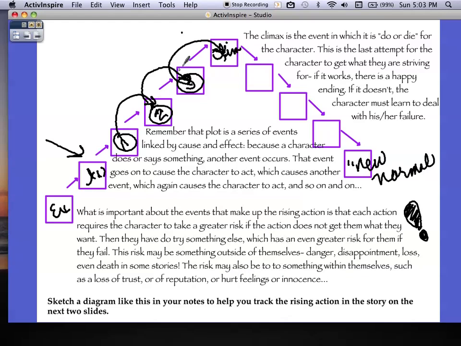Sketch this diagram into your notes. Start with just this piece of it because I can't predict how many events you're going to find until you think you've hit the climax, and then you'll sketch down. Sketch this diagram in your notes. What I want you to do to practice this skill that I've taught you is to track the rising action in the short story I've presented.